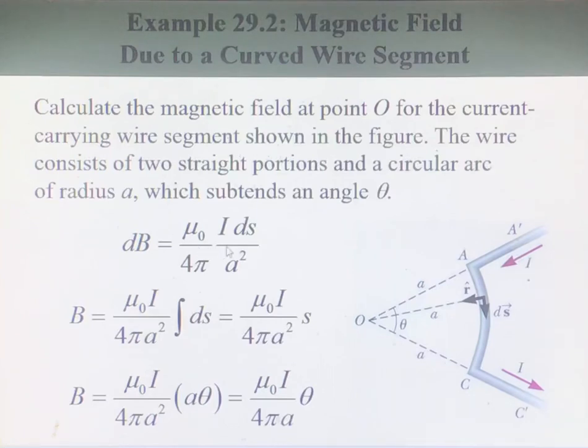So it's mu naught I over 4 pi. The distance from this point to this point is r, which is a. So you have a squared, and then you have I ds. When you do that integral, you just do the integral over ds. The integral over ds is just the arc length, and the arc length is the distance from here to here, which is just the radius times the angle. So you get mu naught I over 4 pi a times the angle theta.